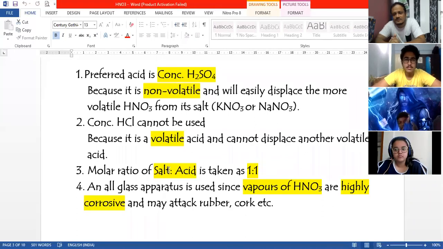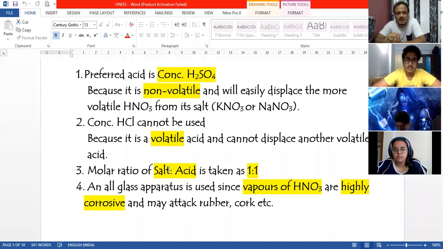So obviously the second question will be why HCl is not used. The answer is evident, that is because HCl is a volatile acid. Okay, so if HCl itself is volatile, it cannot displace another volatile acid. Why? Because if I'm using concentrated HCl in this case and I'm heating it with NaNO3 or KNO3, when I go above a particular temperature, HCl itself will transform from the liquid state to the gaseous state. So displacing the volatile acid is out of the question, because it itself will go and mix with the acid which is formed over there. Okay, so that's the reason why concentrated HCl is not used as a reactant in the laboratory preparation of nitric acid.